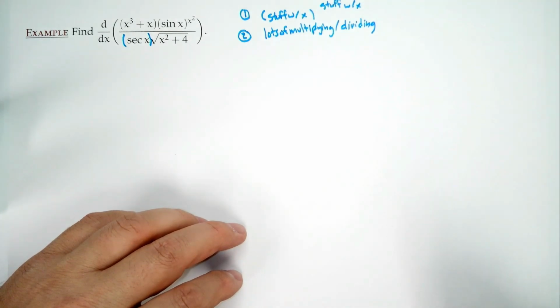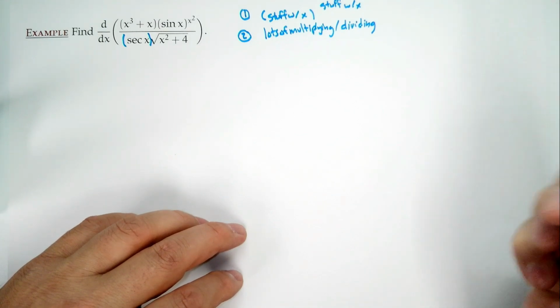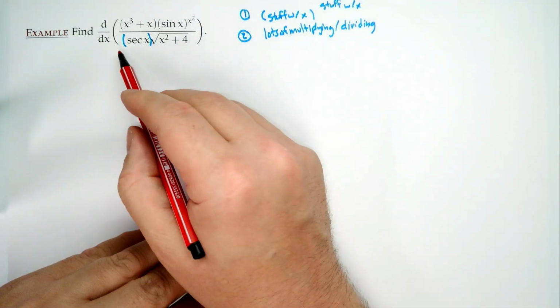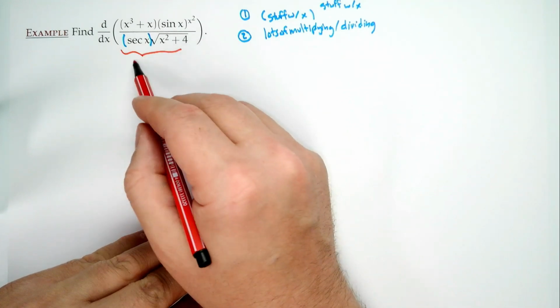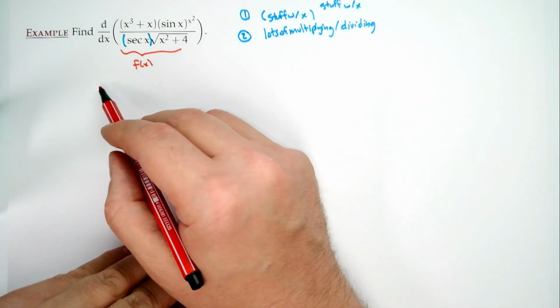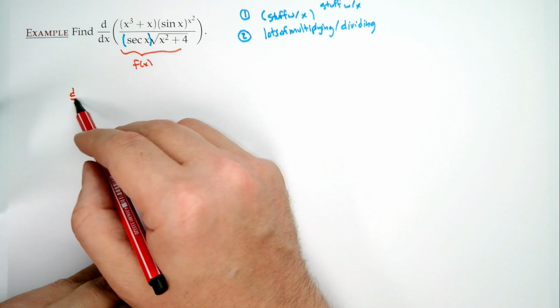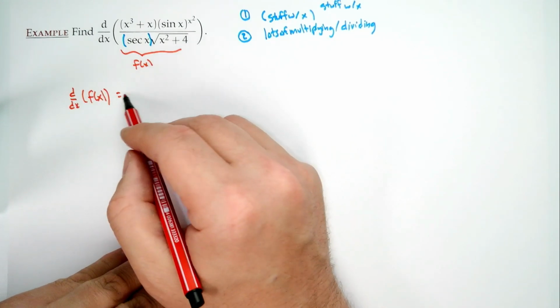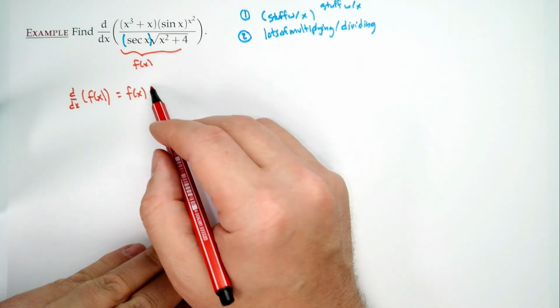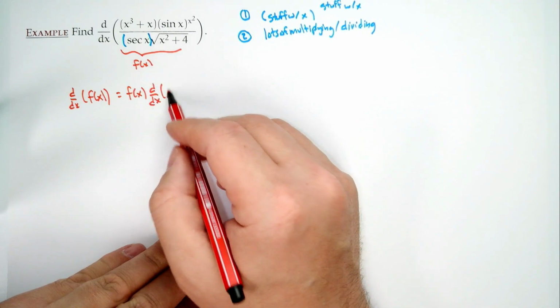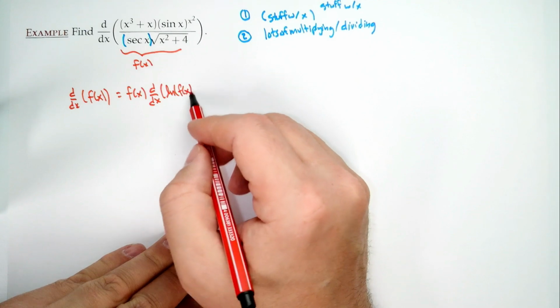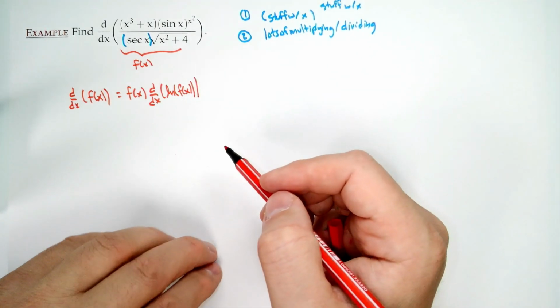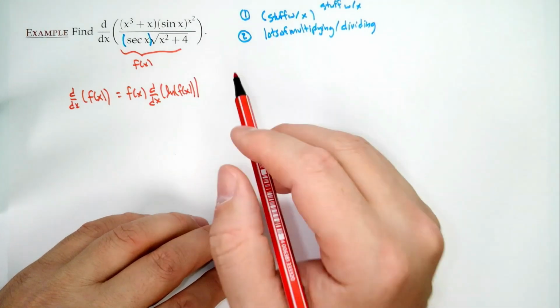So we begin. All right, so we're going to find this derivative. If we do logarithmic differentiation, we're thinking of this as our f of x. So the derivative of f of x is f of x times the derivative of log of f of x. So that's logarithmic differentiation in a nice compact form.